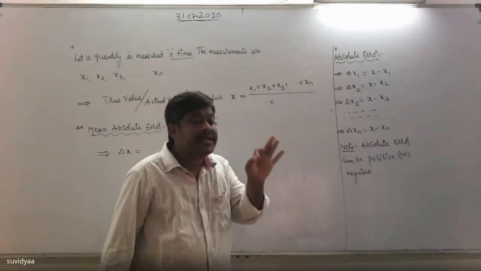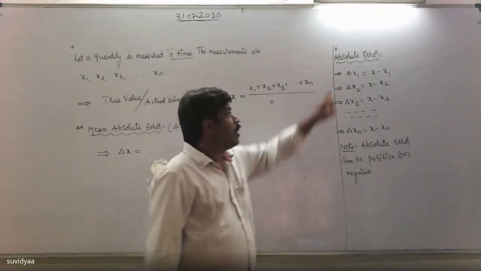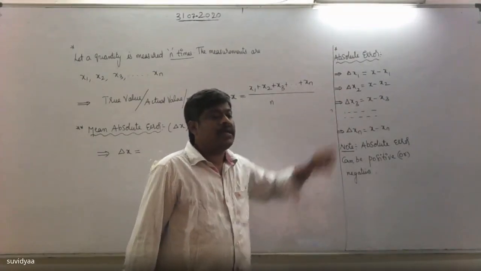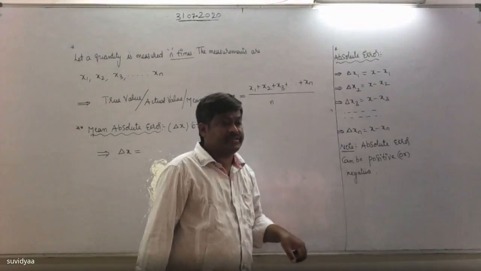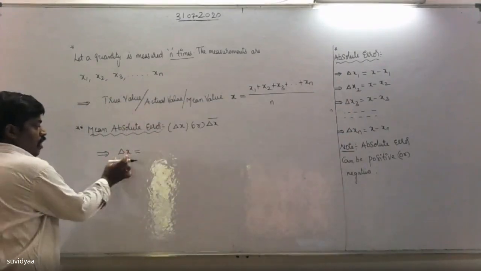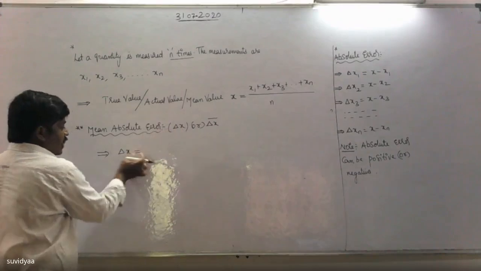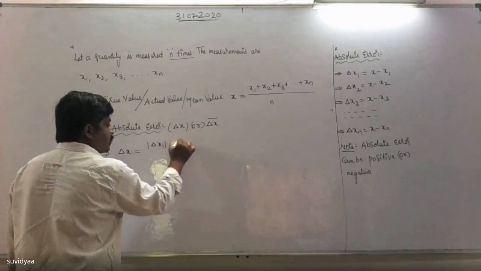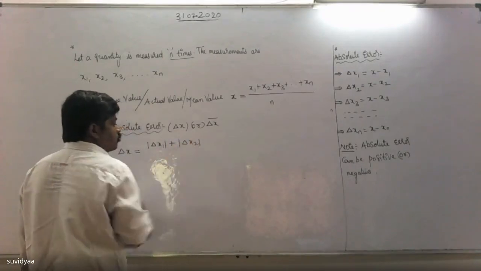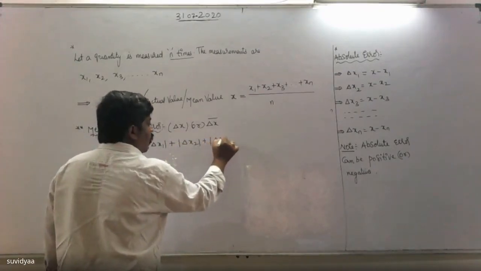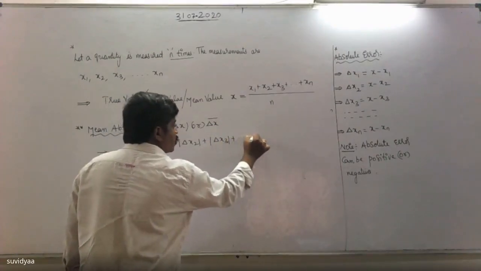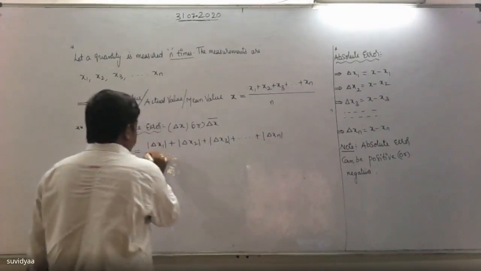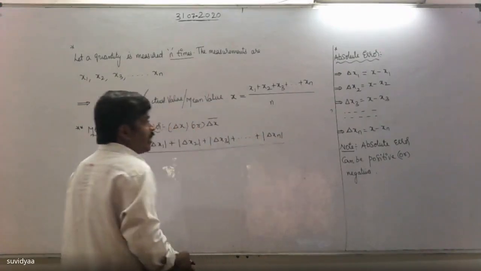Take the magnitudes of all absolute errors divided by number of observations. Okay, now see the formula. Mean absolute error delta x is equal to magnitude of delta x1 plus magnitude of delta x2 plus magnitude of delta x3 plus so on to magnitude of delta xn upon how many readings you have?